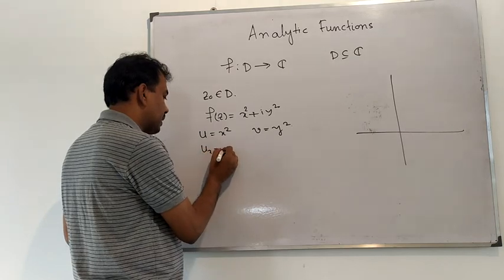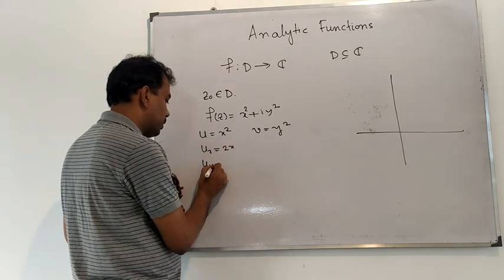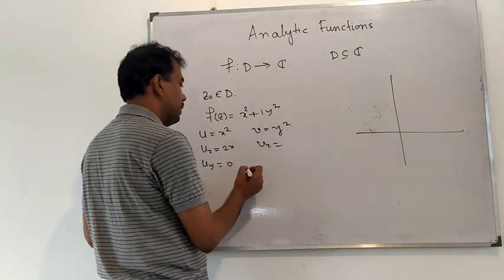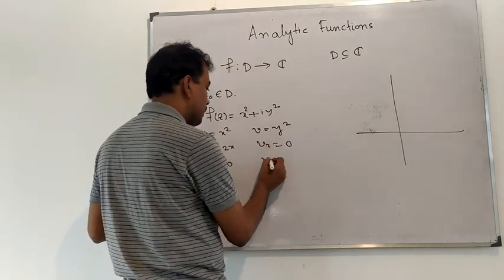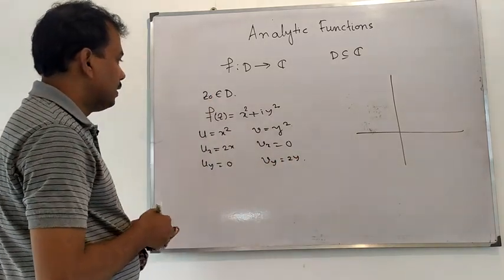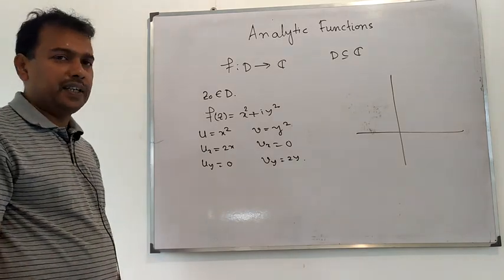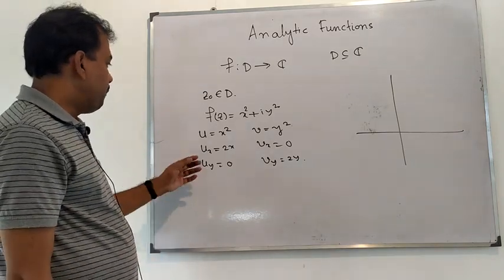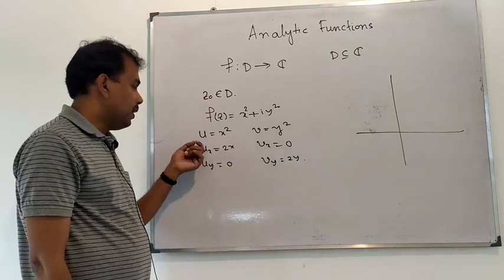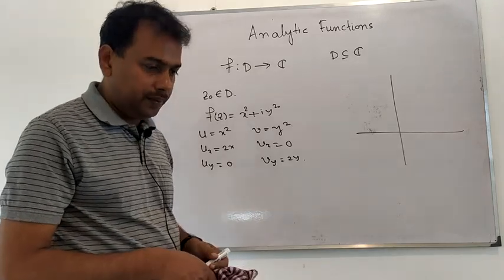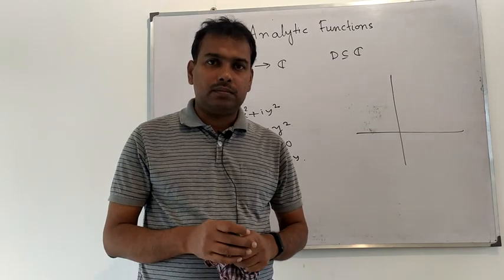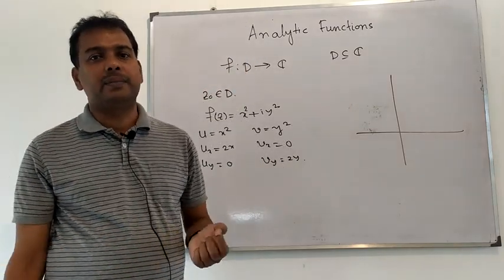Now u_x equal to 2x, u_y equal to 0, and the partial derivative of v with respect to x equal to 0, v_y equal to 2y. Now, by the sufficient condition of differentiability, if u, v satisfy the Cauchy-Riemann equations and the partial derivatives of u, v with respect to x and y are continuous at a point, then f is differentiable at that point.